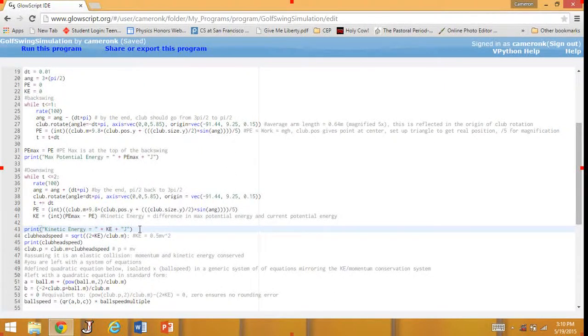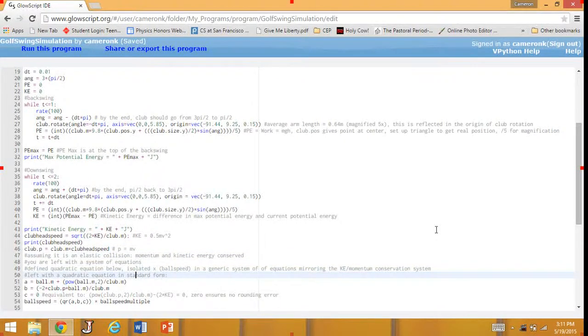And so at the bottom of the downswing, you're going to calculate the club head speed. Given the formula, kinetic energy is equal to half mass times velocity squared, to find the velocity, take the square root of 2 times kinetic energy divided by the mass. So that's calculating the club head speed. So I'm printing that, and then I'm calculating the momentum of the club, where momentum is just mass times velocity.